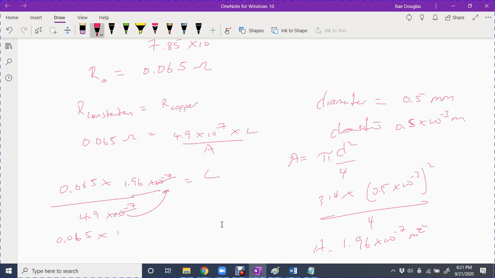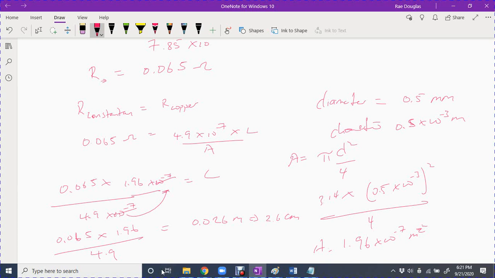So we are left with 0.065 times 1.96, all of that divided by 4.9. And let's see. With that being said, we should get a length of roughly 0.0226 meters, or we can say it is 2.6 centimeters. All right, so that is the length that the wire of constantan should be in order for the resistance to be the same as that of the copper wire.